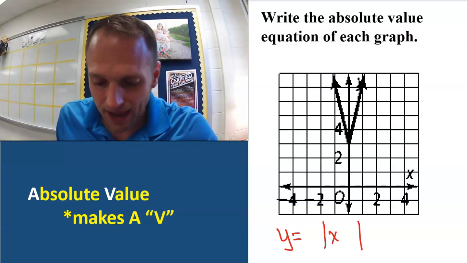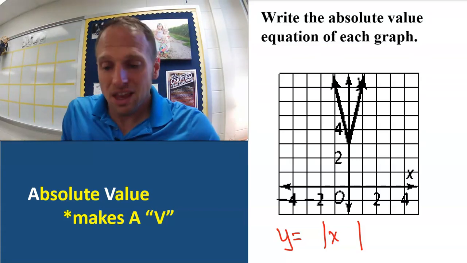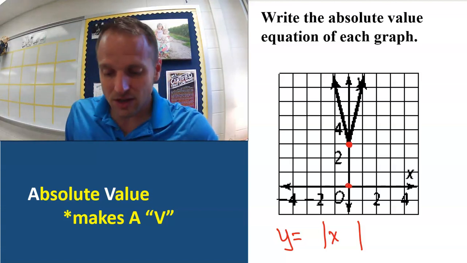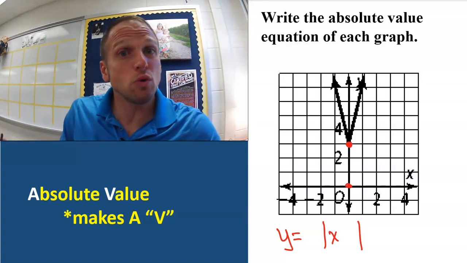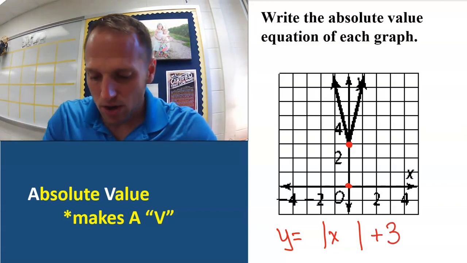Somehow it's going to be the absolute value of x. What else do we know? We know that this point right here started down at 0, 0. So it looks like our point was moved up 3. How do we do that? We put a plus 3 out here by itself.